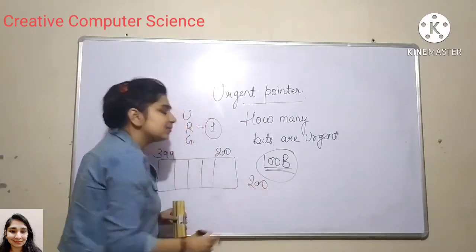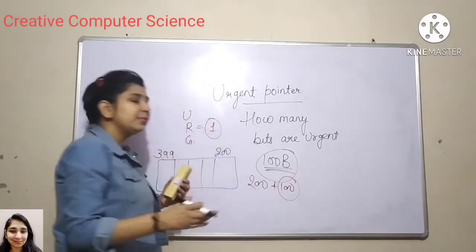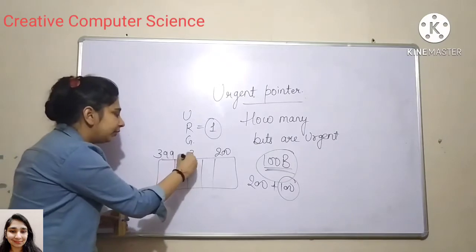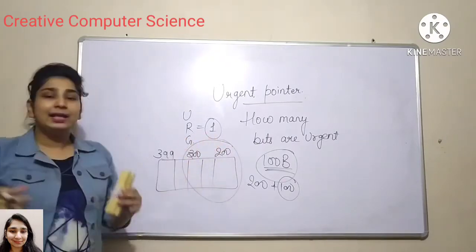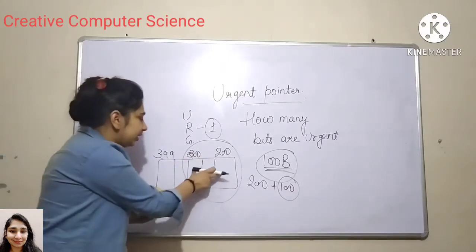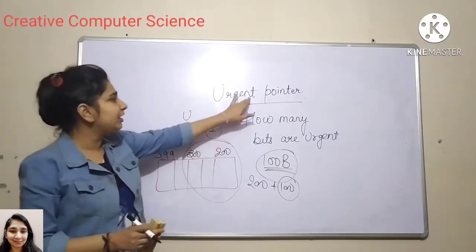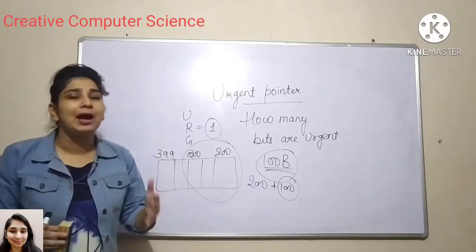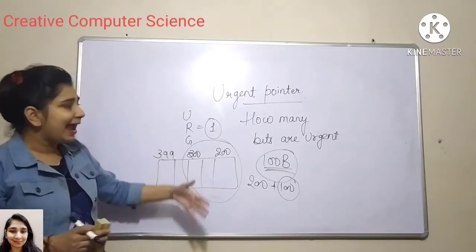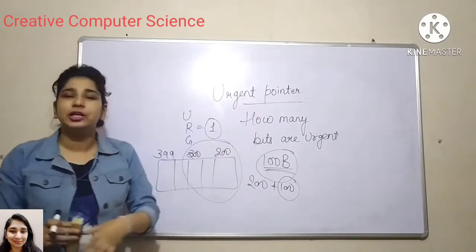The starting sequence number 200 plus 100. 100 bytes of data is urgent. 200 plus 100, so from 200 to 300, this part of your segment is urgent. It will reach the destination at the highest priority. Urgent pointer basically says how much data you have that is urgent, and that urgent data will reach the destination at higher priority than the remaining data. So this is our urgent pointer.